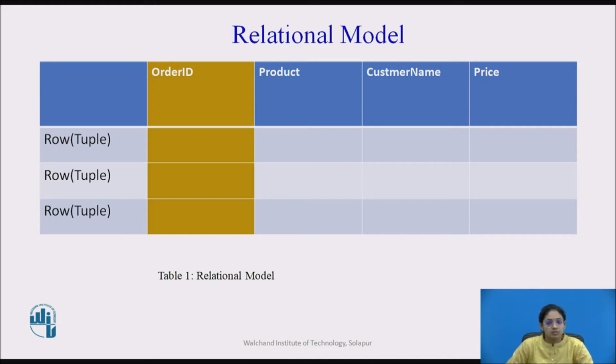So, a relational database is nothing but data stored in the form of tables, in the form of rows and columns. One single attribute can be defined as a primary key, which will uniquely identify a record or information in the table.